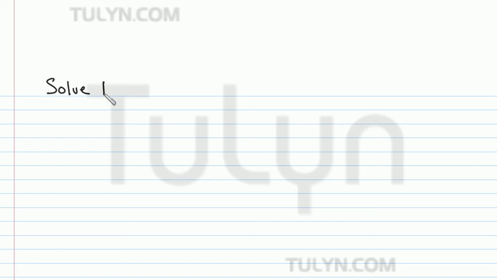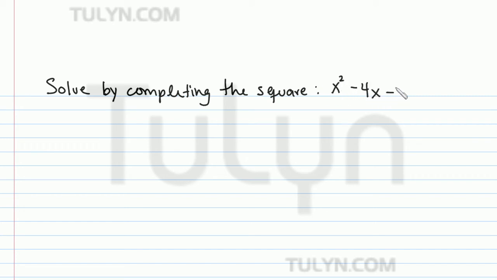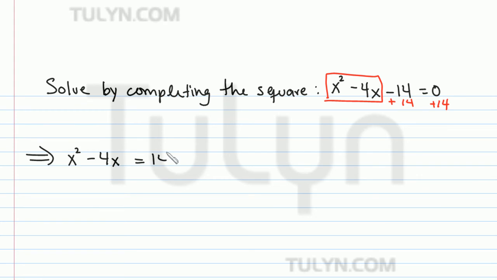Solve by completing the square. We have x squared minus 4x minus 14 is equal to 0. Now remember, to complete the square we need the first two terms, right? So the first thing I want to do is move that negative 14 to the other side of the equation by adding a 14 to each side. So now this looks like x squared minus 4x is equal to 14.